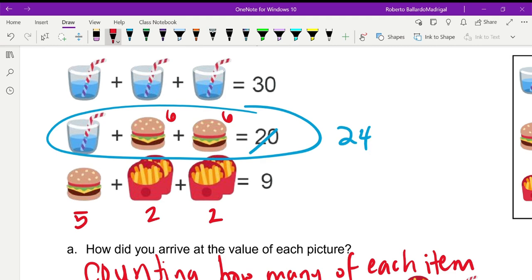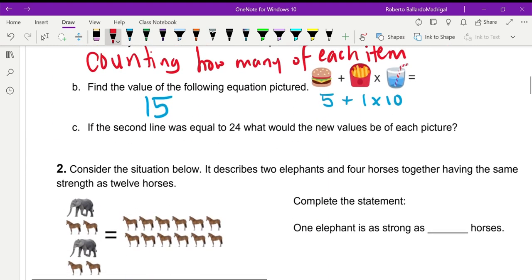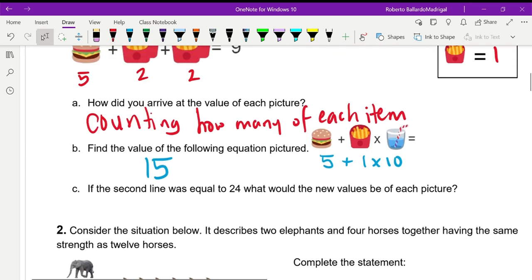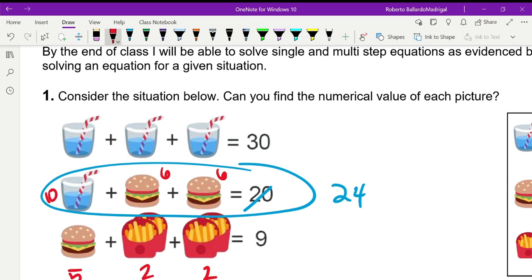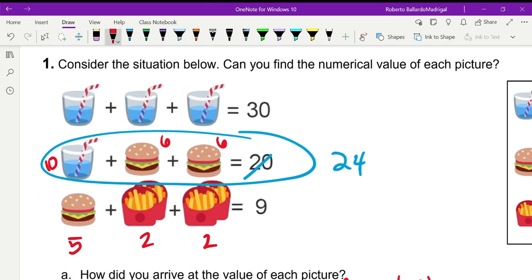How much would the drink have to be worth? I think if we know that the drink is 10, it's going to stay as 10. It's just that we don't know what the burgers are worth. If the drink is 10 and each burger is 6, then this would add up to 22, not 24. So what would each burger have to equal? Assuming that the drink is 10, then each burger has to equal how much? Go ahead. 7. Because two burgers add up to 14. 14 plus the original 10 would make 24.